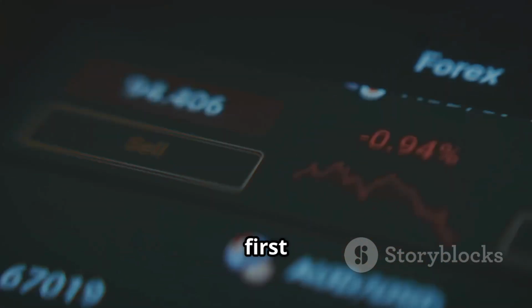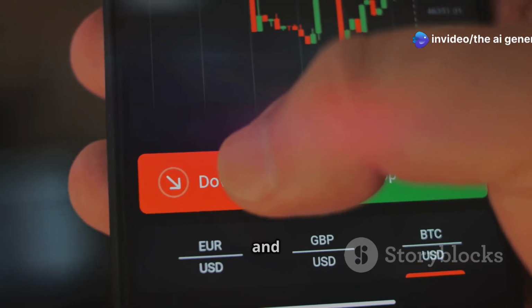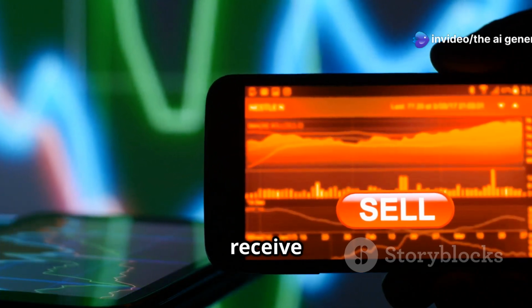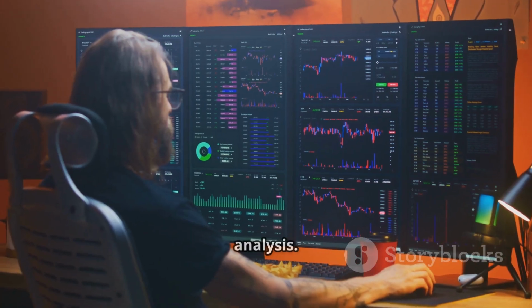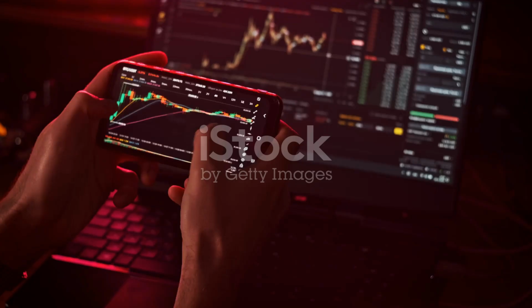I want to open the first trade on the currency pair Australian dollar Canadian dollar. I go to the bot booster and select this currency pair and I receive a sell signal. I don't do any analysis. I don't use an entry point. I just immediately open my trade.